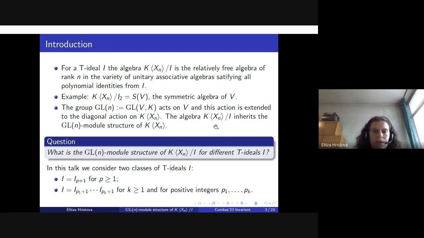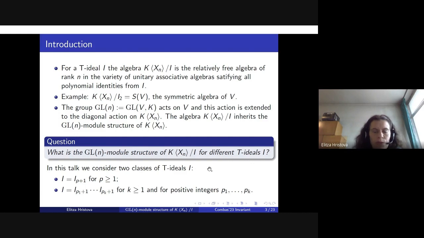There is one question that is very active in the theory of algebras with polynomial identities: to describe the GLn module structure for the relatively free algebra for different classes of T-ideals I. Quite often, this question is formulated in another way, in terms of actions of the symmetric group on certain modules, and in terms of cocharacter sequences. Many of the results that we will quote in the beginning will be done in this formulation.